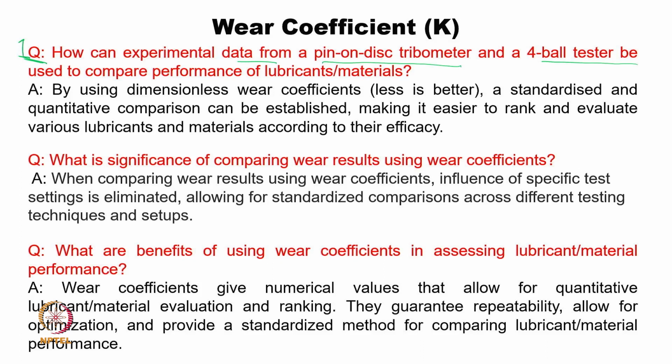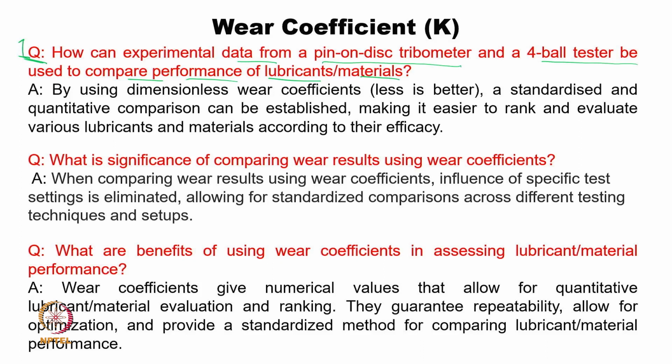So, there are two things: the pin on disc tribometer and the 4-ball tester. We can perform experiments and find out the wear coefficient. So, what we are asking is, how can experimental data from a pin on disc tribometer and a 4-ball tester be used to compare performance of lubricants or materials? I am writing both. It can be used for material comparison, but if you are using the same material with different lubricants, it can be used for comparing lubricants also.